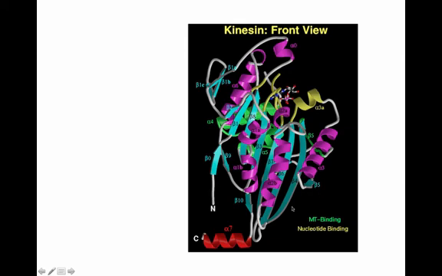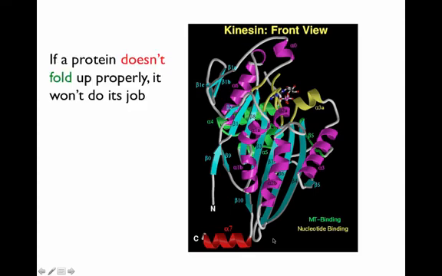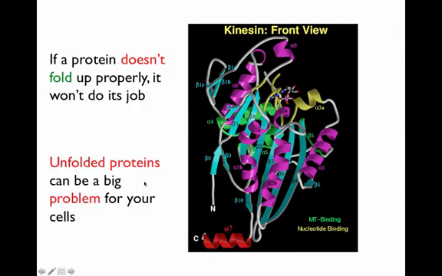So this is just sort of a cartoon version of the 3D shape of one particular type of molecule that's a little different from the movie that I just showed you. The other thing that I want to emphasize here is that each particular protein needs to fold up in 3 dimensions in a specific way. And if it doesn't fold up properly, it's not going to do its job properly. And unfolded proteins can actually be quite a big problem for living organisms.